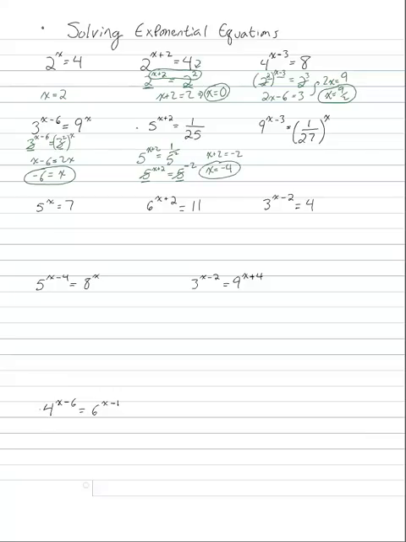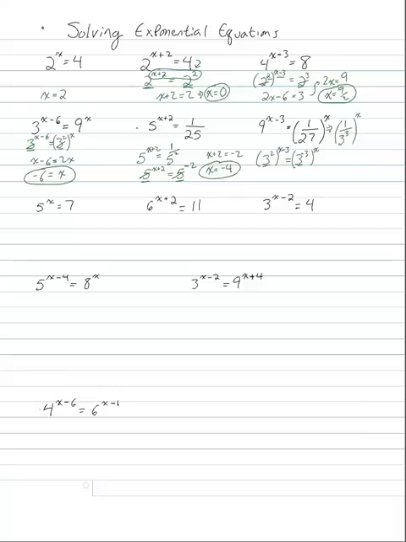Try a last one. 9 to the x minus 3 equals 1 over 27 to the x. So I'm going to do the same thing. 9 I could rewrite as 3 squared, that to the x minus 3. 1 over 27, well, I know I can write 27 as 1 over 3 cubed, that to the x. And to flip over the fraction bar, it is going to be 3 to the negative 3, that to the x. Okay, so now I got the same base.